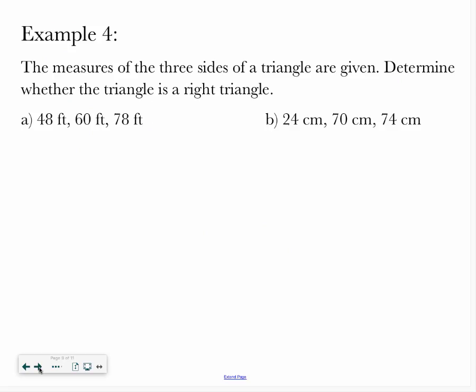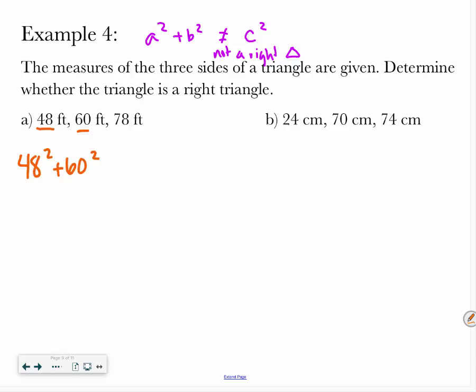Okay, example 4. This is where we're going to use what's called the converse of the Pythagorean theorem. What the converse means is you can use the Pythagorean theorem to determine if the three sides you have form a right triangle. The way we know that is if we take the two smaller sides, square them and add them together, it should equal the longest side squared. But if it doesn't equal, then it's not a right triangle. So let's try that. We have our two small sides for letter A are 48 and 60. So we have 48 squared plus 60 squared equals 78 squared. I'm going to put a question mark above the equals because I want to know if that's true.